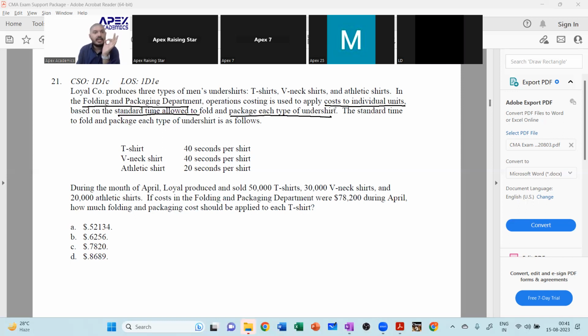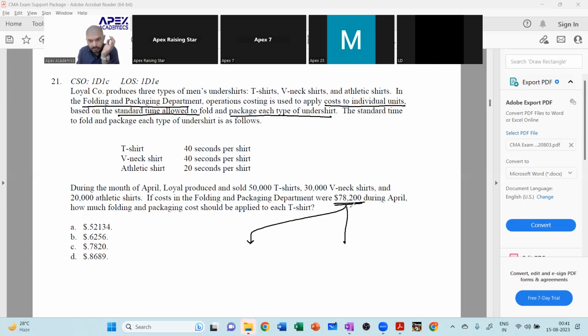Operations costing is used to apply cost to individual units based on standard time allowed to fold the package each type of undershirt. Standard time to fold is what? T-shirt takes 40 seconds per unit. V-neck shirt will take 40 seconds per shirt. And athletic shirt will take 20 seconds per shirt. Now, what is the total cost in the packaging department is this much. Why did I incur this cost?